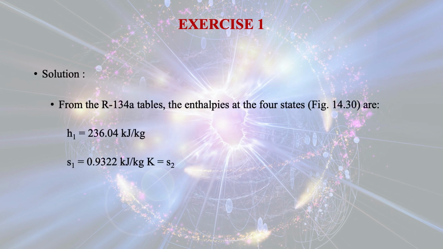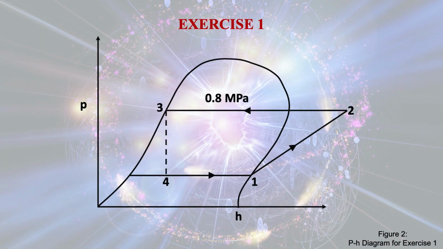From the R134A refrigerant tables, the enthalpies at the four states are: H1 is 236.04 kilojoule per kg, and S1, that is entropy at point 1, is equal to 0.9322 kilojoule per kg K, that is equal to S2, because the process 1 to 2 is an isentropic process. So entropy at state 1 has to be equal to entropy at state 2 for the isentropic process.